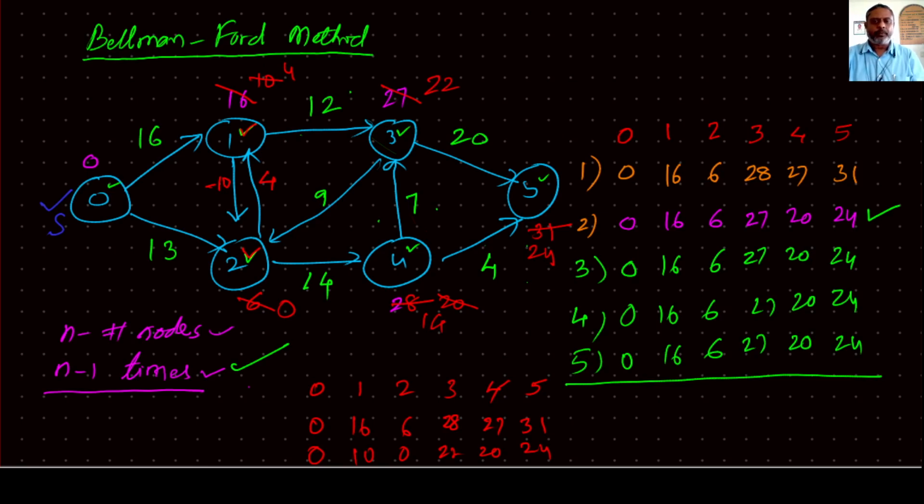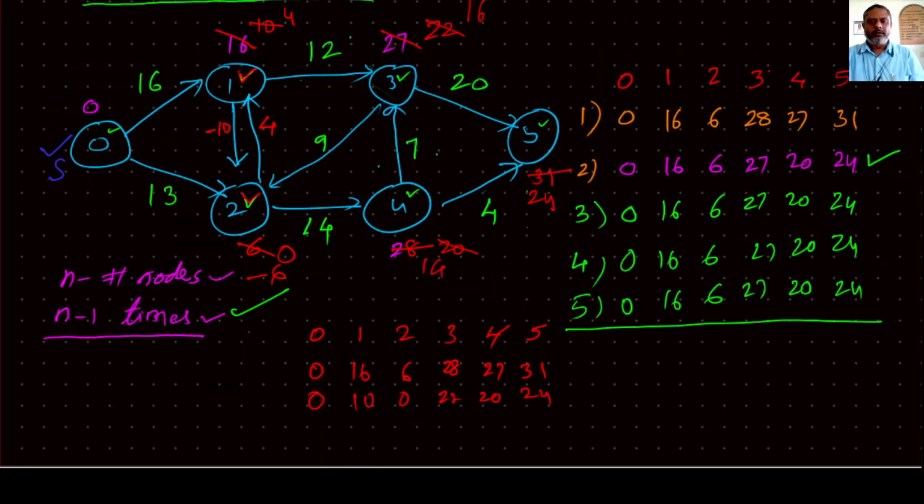Then who is next? After 0, we have 4, 14, 22, 24. So 4 is the best. So from here, if you come down to 2, it is 4 minus 10, which says minus 6. And then from 1, if you go to 3, it says 16.